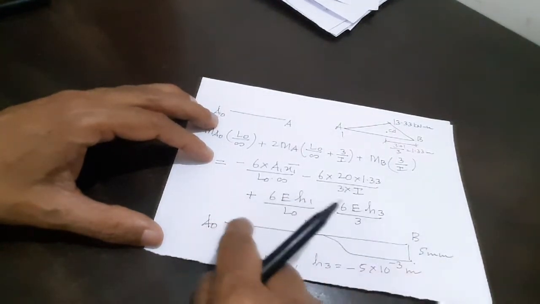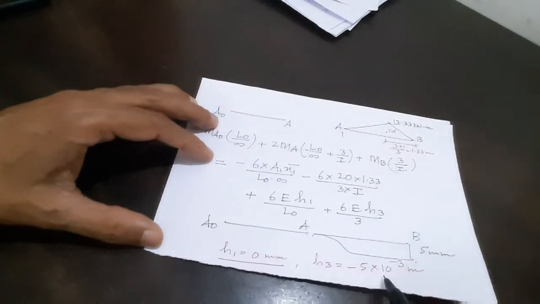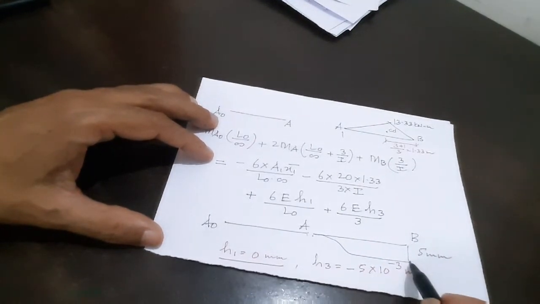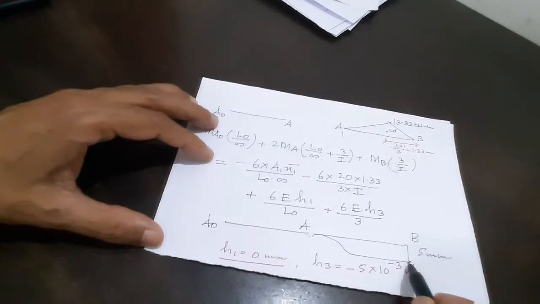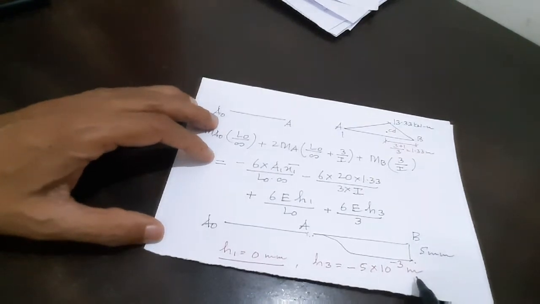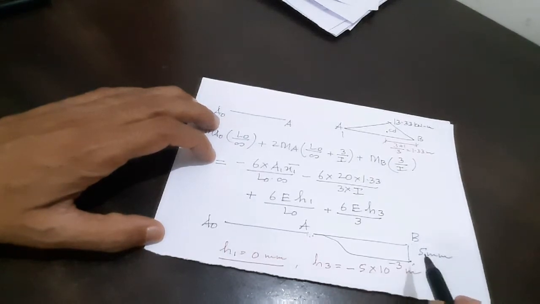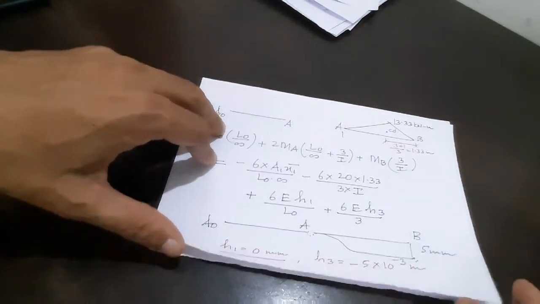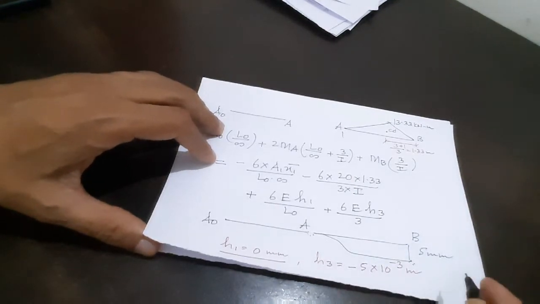So A and A are at the same level, so it is 0 mm. H1 is 0 and H3 is, support B is settling 5 mm down. So with respect to central support, support B is 5 mm down, and that is why H3 is minus 5 into 10 to the power minus 3 meters. Why minus? Because relative position is down. If the relative position is up, it is positive. If the relative position is down, it is negative. So H3 is minus 5 into 10 to the power minus 3.